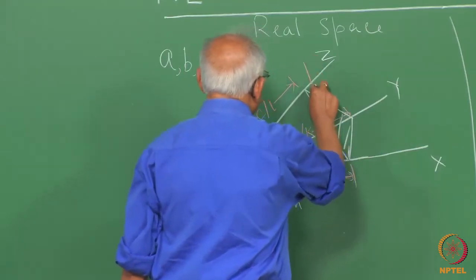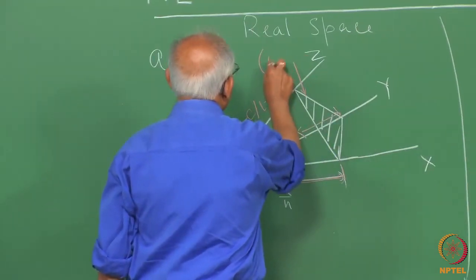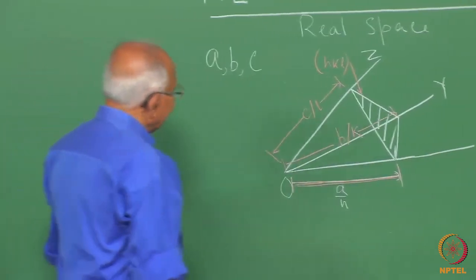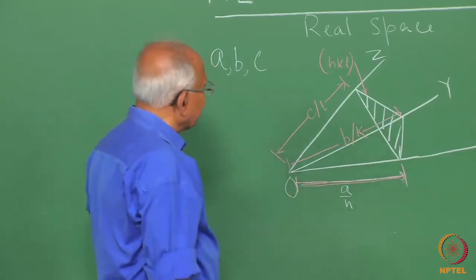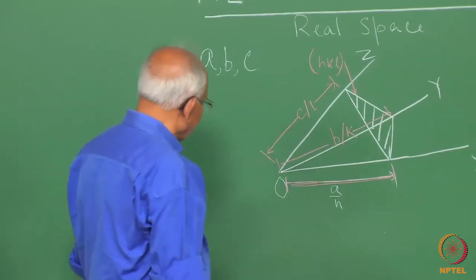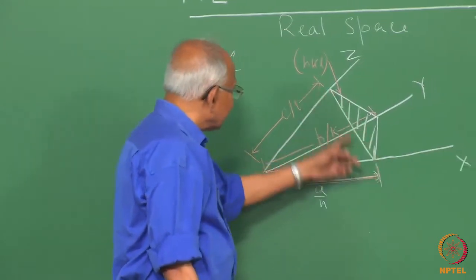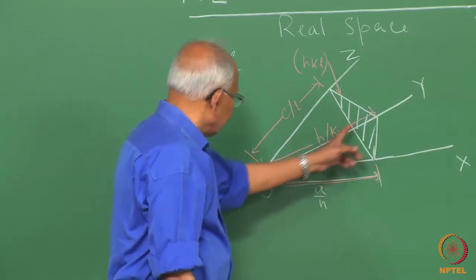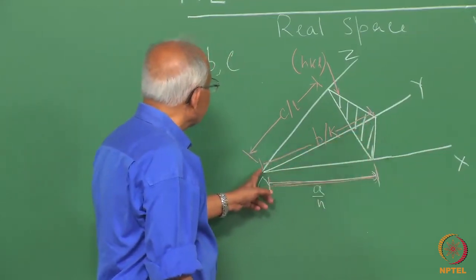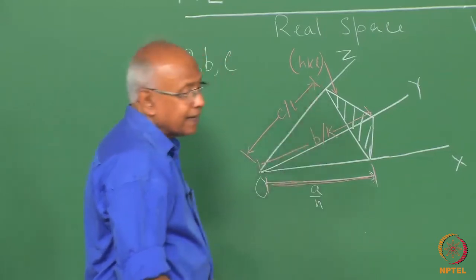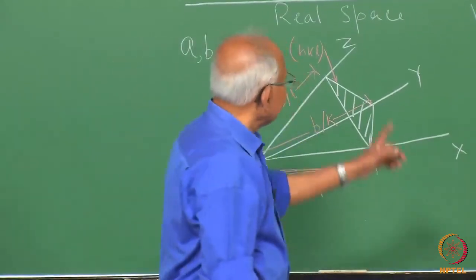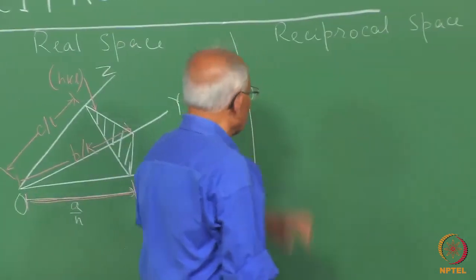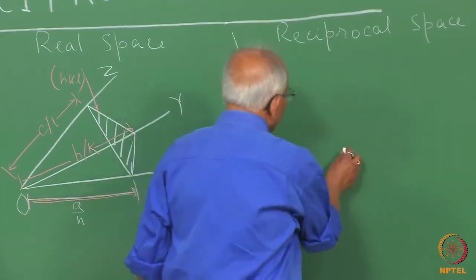So, if we consider this as an HKL plane in the real lattice, and if A, B, C are the lattice parameters along x, y and z, then the intercept of the HKL plane on the x axis will be a by h, intercept on the y axis will be b by k, intercept on the z axis will be c by l.